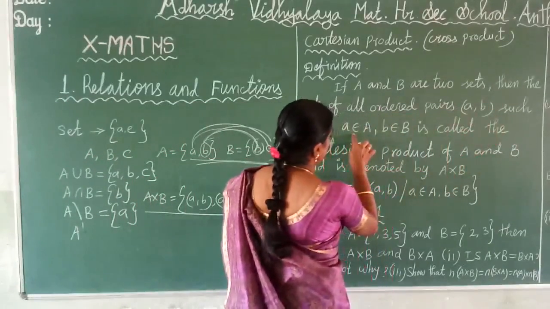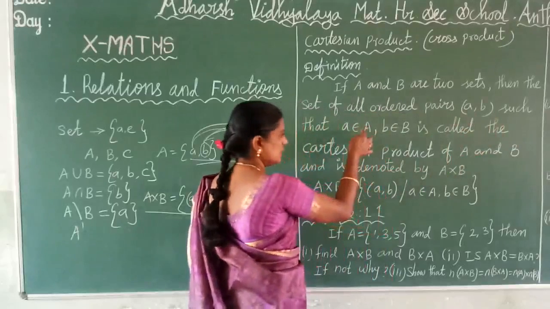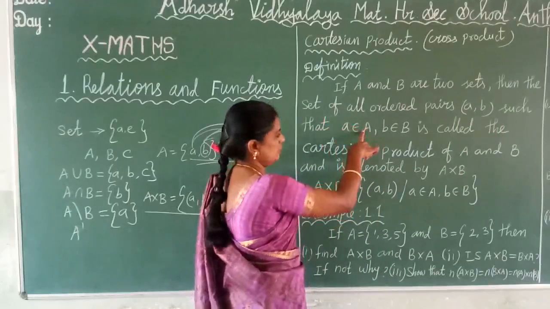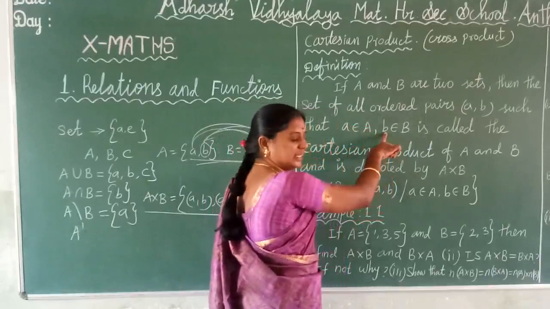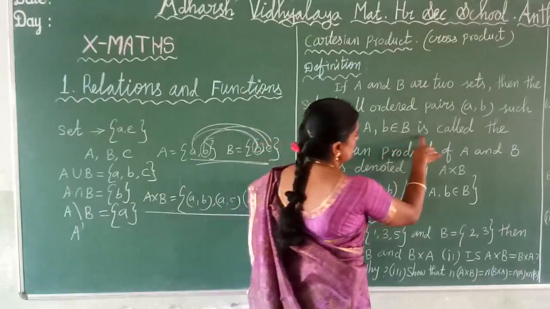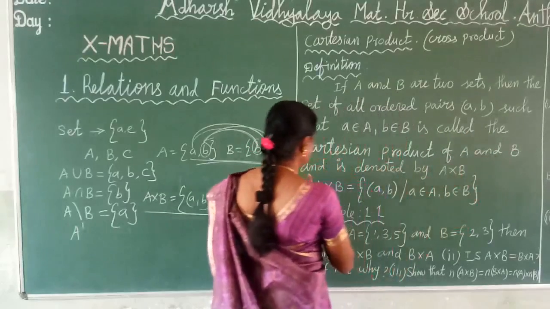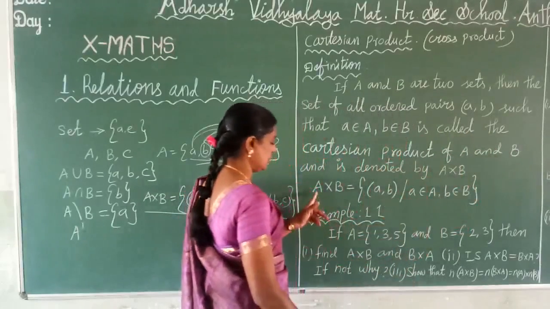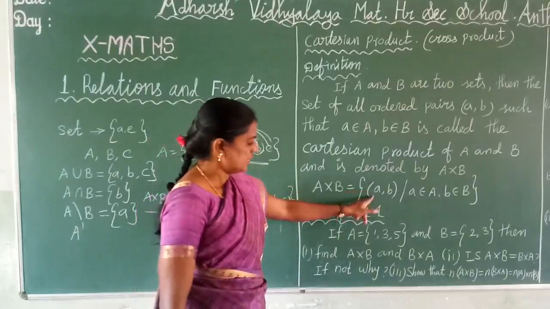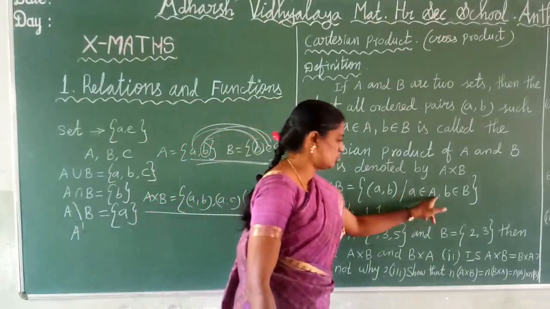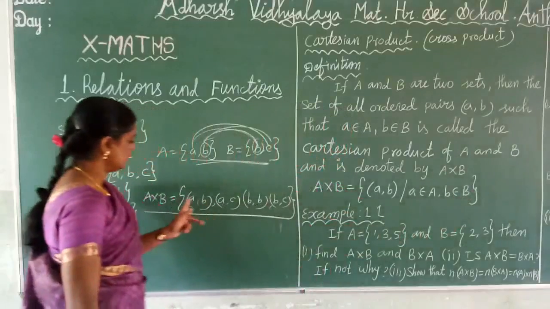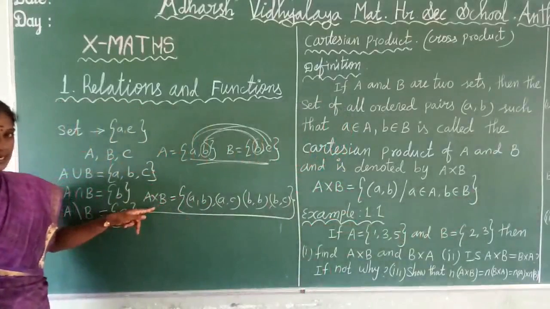Such that a belongs to A. Belongs to means this element is in this set, already studied in 9th standard set. b belongs to B is called the Cartesian product of A and B and is denoted by A cross B. That is, A cross B equals the set of (a, b) such that a belongs to A and b belongs to B. This is an example of Cartesian product.